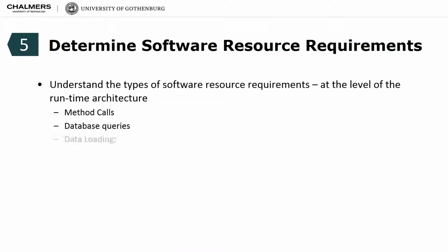Step 5 consists of determining software resource requirements. The processing steps during the execution can be described in terms of resources that they use. This we call resource claims. A resource claim captures the computational needs that some action of the execution requires.